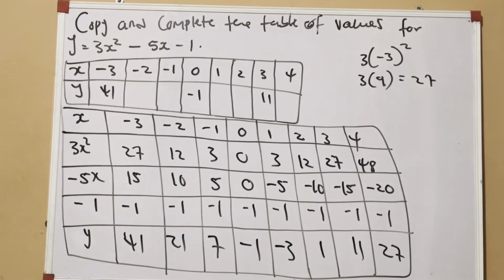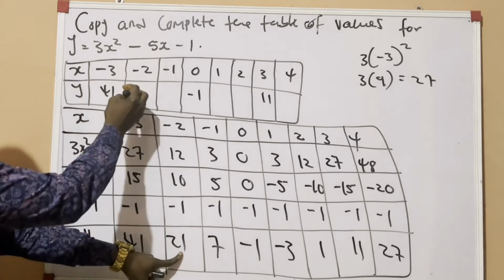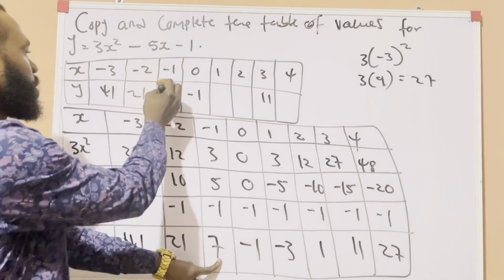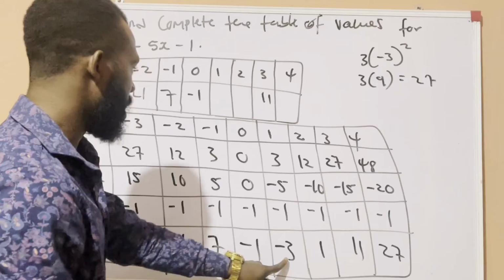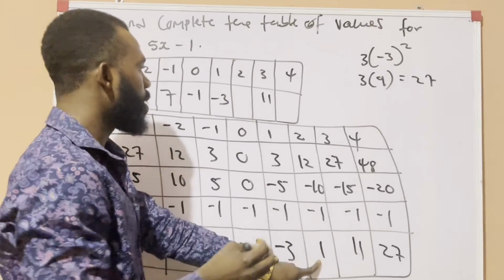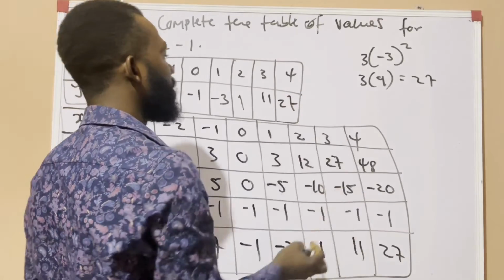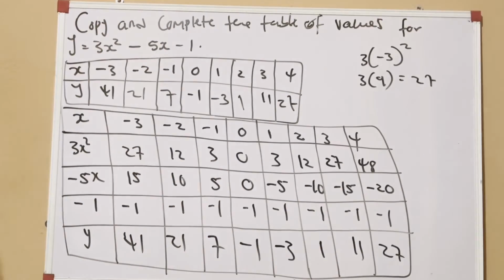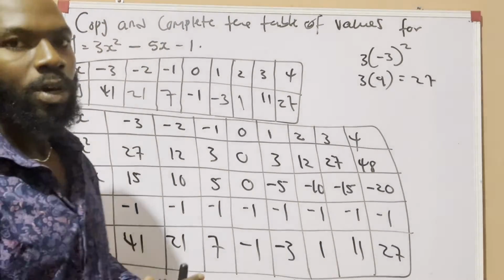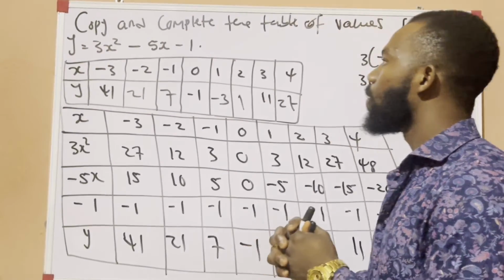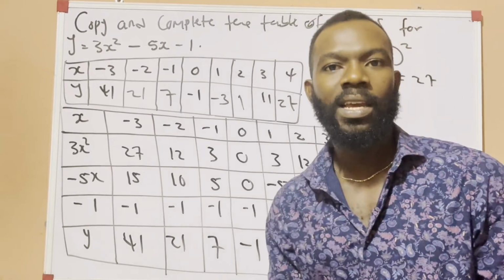Now let us complete the table. We have 41. Here becomes 21. Here becomes 7. Here is minus 1. The other becomes minus 3. Here becomes 1. Here is already 11. And here becomes 27.